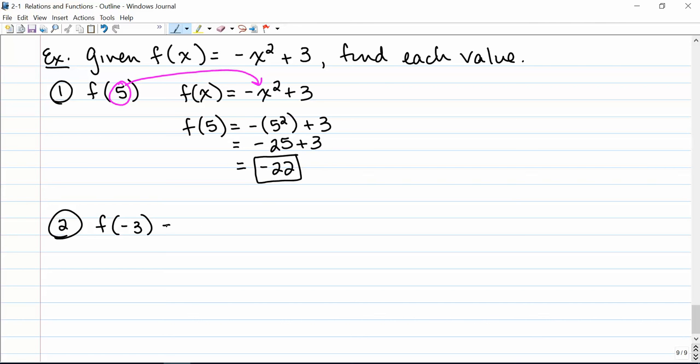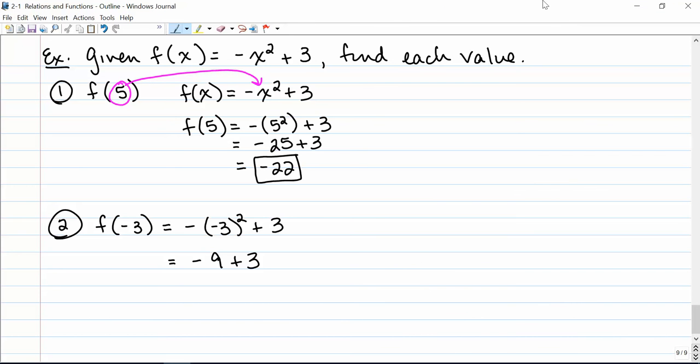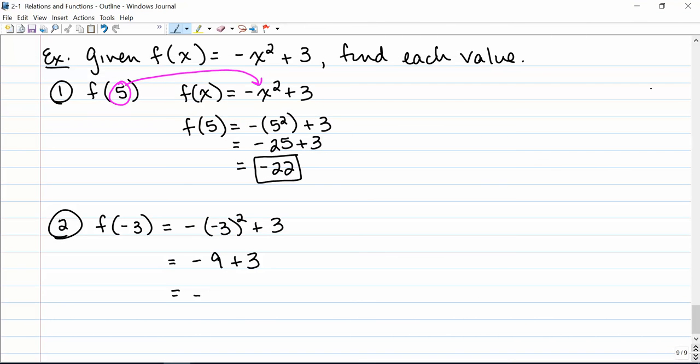So for f of negative 3, I'm going to do the same thing. I'm going to take a negative 3 and plug it into there. So I'll have a negative 3 squared plus 3. That's going to give me a negative, and negative 3 squared is 9 plus 3, or, oops, sorry about that. f of negative 3 is equal to negative 6.